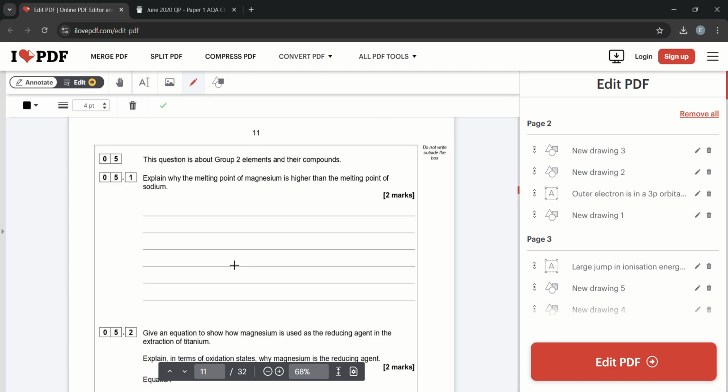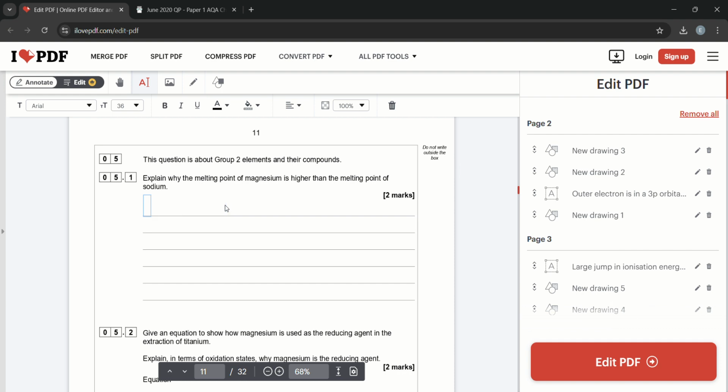Question 5 is about group 2 elements and their compounds. Explain why the melting point of magnesium is higher than the melting point of sodium. Very classic question, but if you don't know what the key points are, like what the mark scheme wants you to say, you're going to struggle a lot because you're just going to waffle and waffle, and then you might get 1 out of 2 marks when you could have easily got 2 out of 2 if you just looked at the mark scheme for previous questions like this, or knew what they wanted you to say.